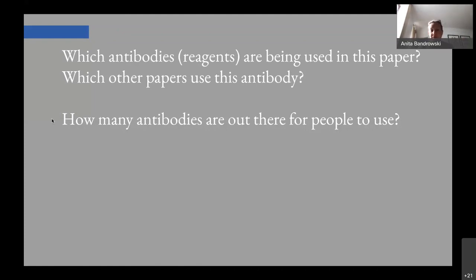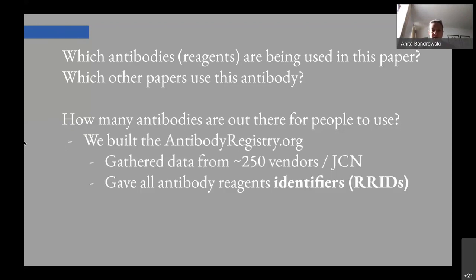So what we also didn't know at the time that we started all of this is how many antibodies are even out there for people to use, right? And because we didn't know that, we actually built the antibodyregistry.org. We gathered data from about 250 vendors and started working really closely with the Journal of Comparative Neurology to define which of these antibodies exactly are being used in which of the Journal of Comparative Neurology papers. And this is really how the antibody registry started and started to become useful.